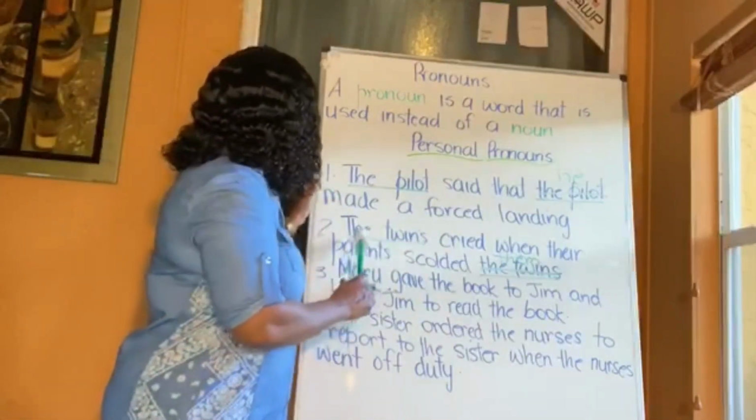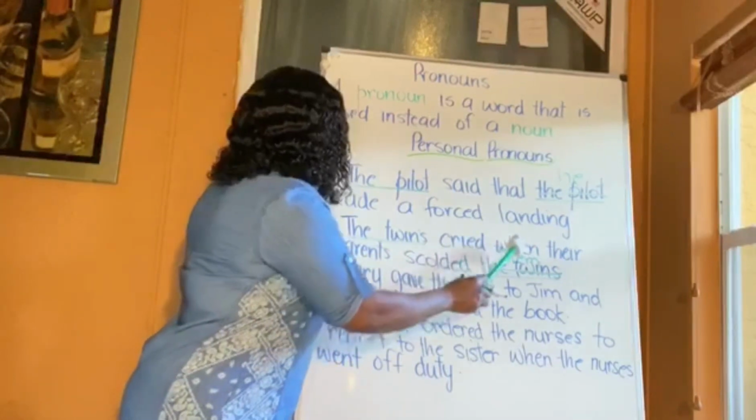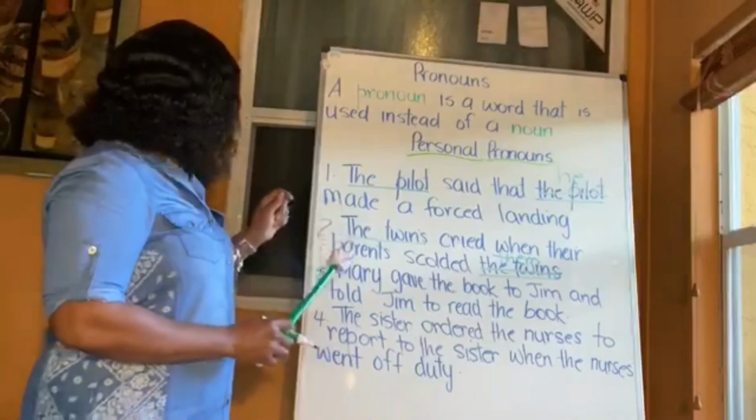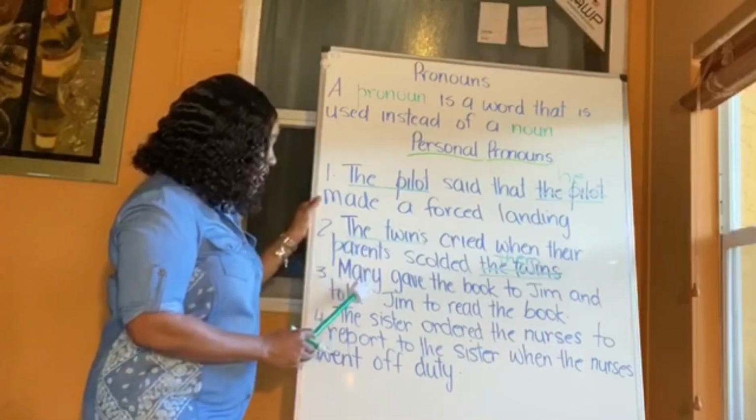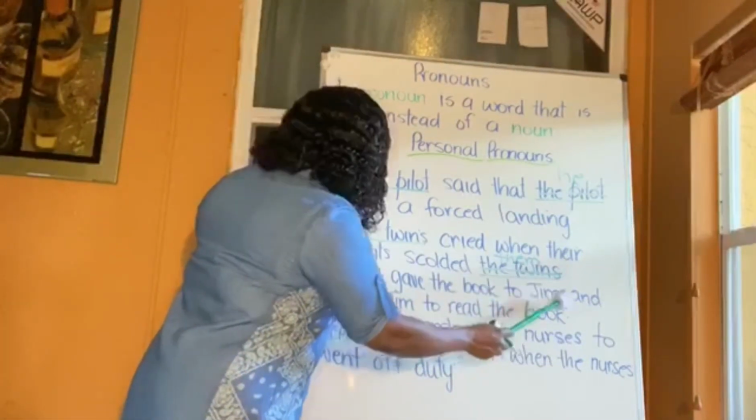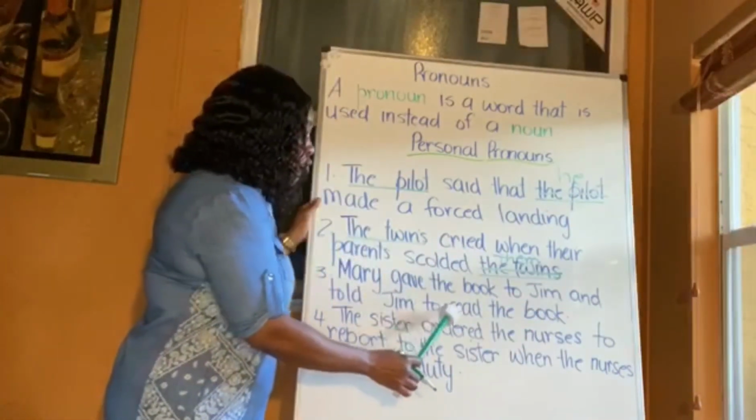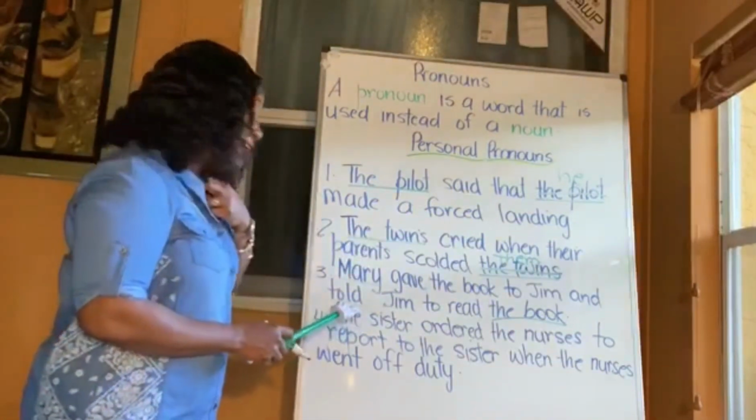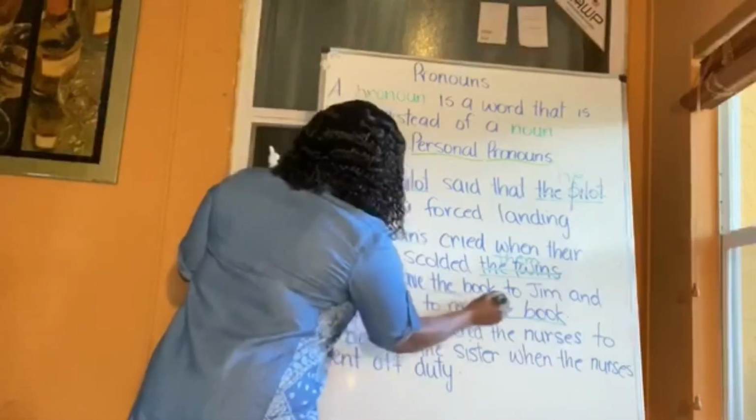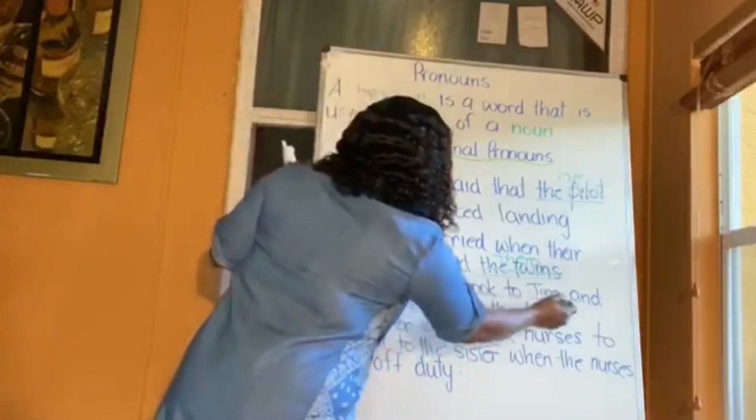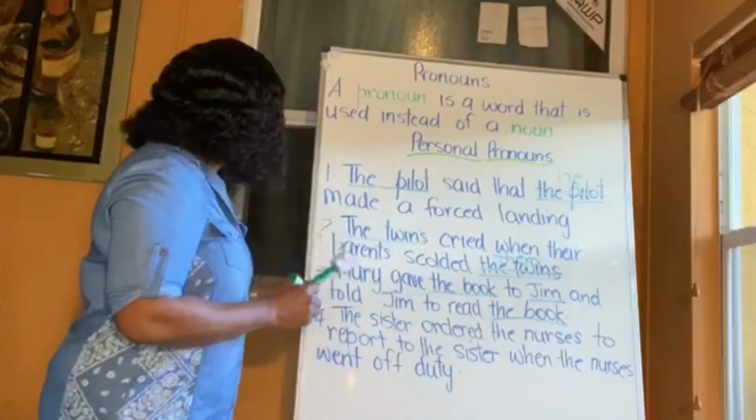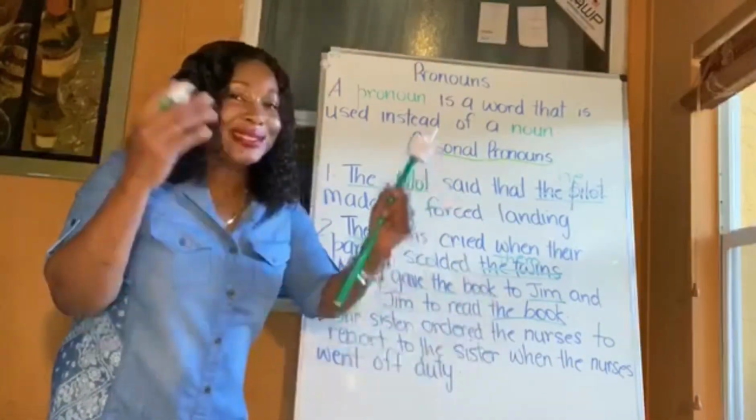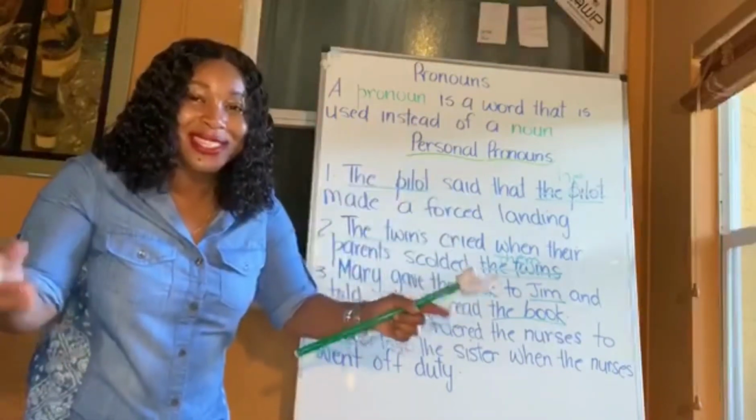Let's read it and see. The twins cried when their parents scolded them. Good. Let's go to 3. Mary gave the book to Jim and told Jim to read the book. Mary, that's one person here, gave the book, which is a thing, to Jim, which is another person, and told Jim to read the book. Same Jim, same person, same book.